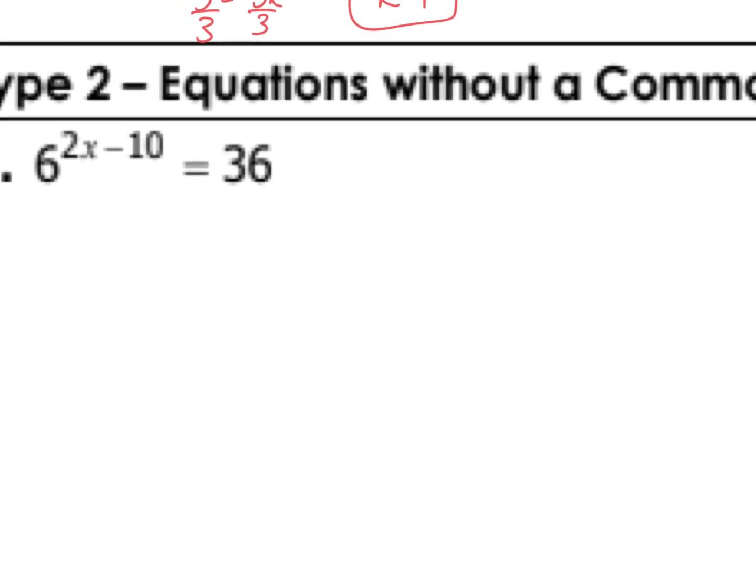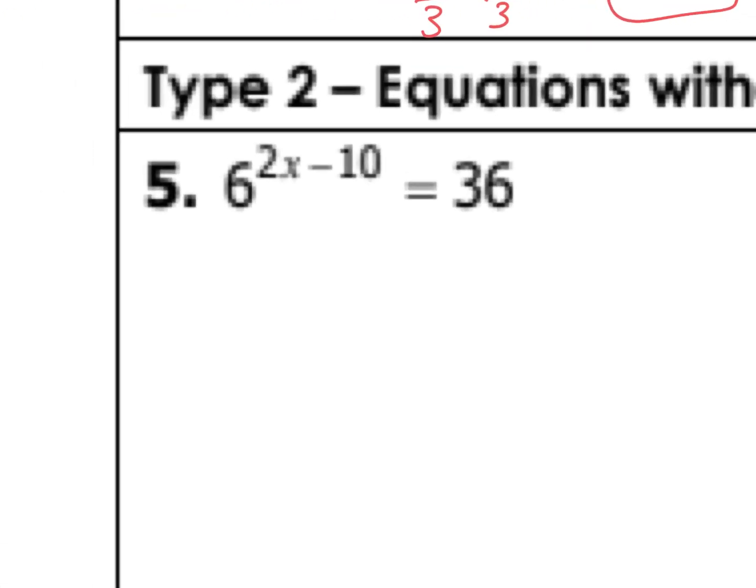Then we get to a problem like number 5. Would you agree with me on number 5? Do I have one base on each side? Yes, but is it the same base? It is not. So that's my issue with this one. When this happens, here's our strategy. We look at both of the bases that we have, in this case 6 and 36, and ask ourselves which one of those two bases is smaller. 6.